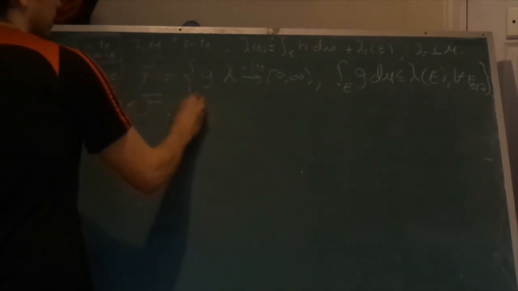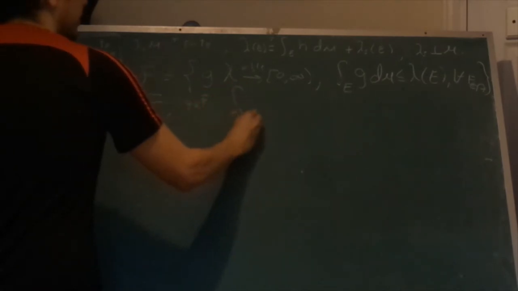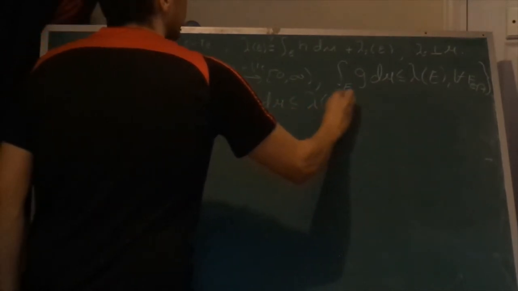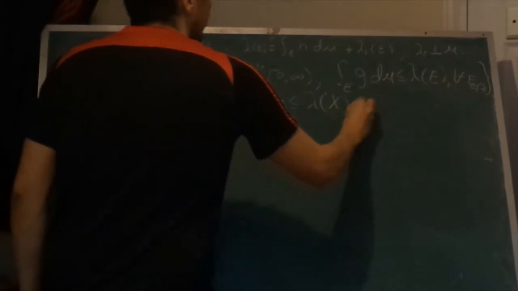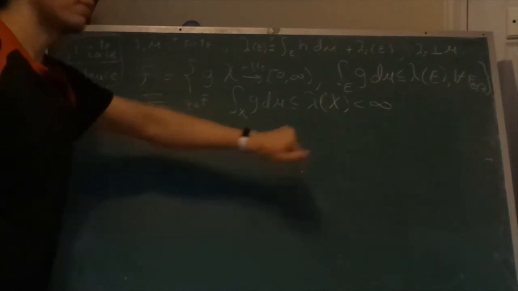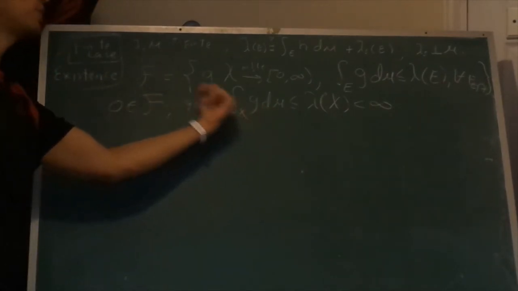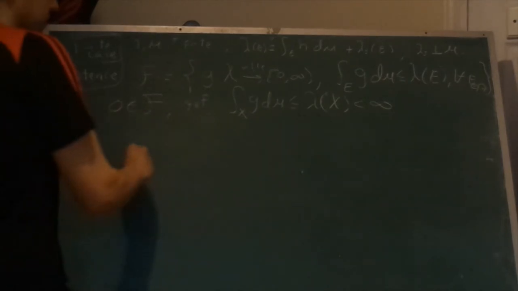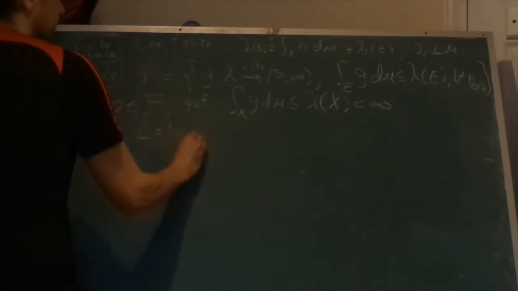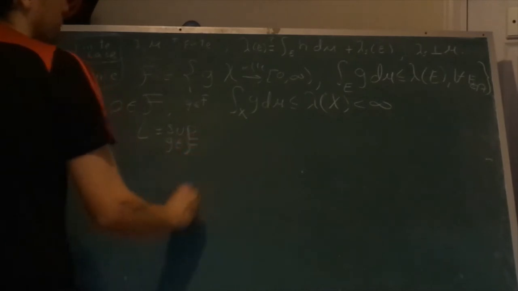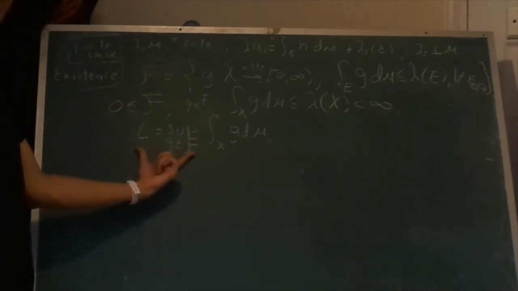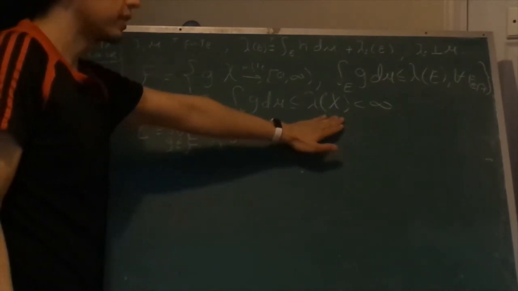Now, there's another thing that we can see from this definition. For any g in F, we have that the integral over the whole space is also bounded by lambda of X, and this is finite, because X is a measurable set. So we have this inequality for any function g in F. Now, we can define L to be the supremum over all such functions of this integral. This supremum will also be bounded by lambda of X.